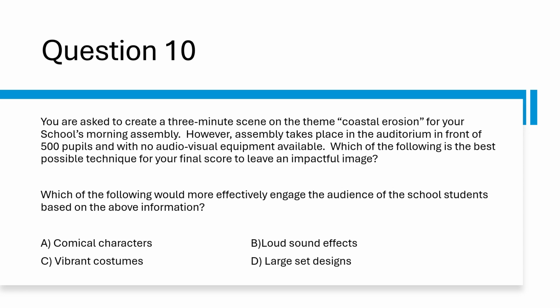C, vibrant costumes. If you're talking about vibrant costumes, it means once you hit the stage in vibrant costumes, immediately everybody sees you. That will generate some amount of curiosity. It makes people pay attention and look at you. So even if they're talking, the moment you enter the stage in these strong, vibrant costumes, the students will want to look to see what it is that you're going to be coming with that matches the costumes. D, large set designs. Now you're doing a 3-minute scene. You're not going to create a large set design for 3 minutes. So of course that will eliminate that.